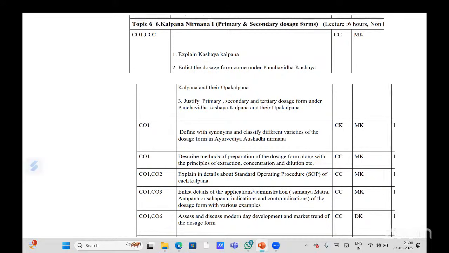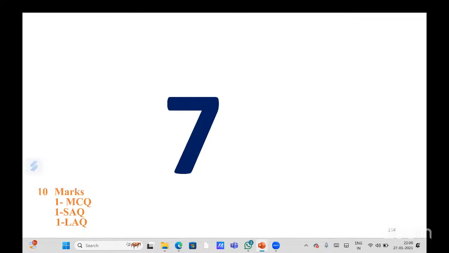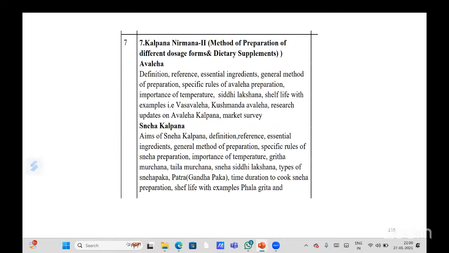So moving to the next point, that is syllabus point number 7. Again, this syllabus point number 7 carries 10 marks. Here we have Avaleha and Sneha. In this syllabus point number 7, 10 marks: 1 MCQ, 1 SAQ, 1 LAQ. Here there may be chances of asking a long essay also. Here we have Avaleha Kalpana, Sneha Kalpana, Sandhana Kalpana and Pathya Kalpana.